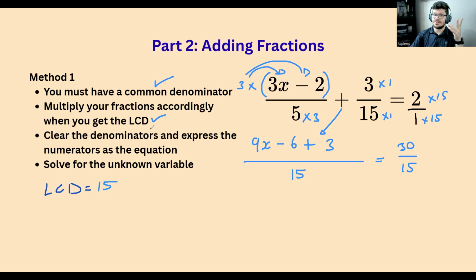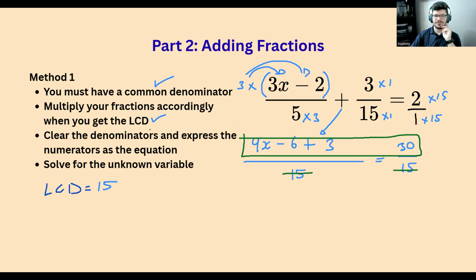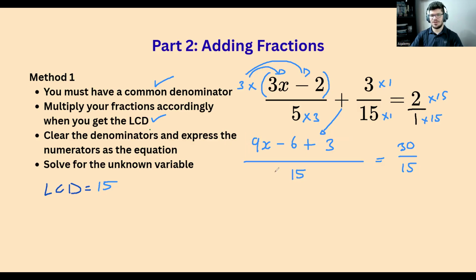And now in this situation, we have the common denominator, 15. We have multiplied accordingly. Number 3, in the previous video, we did not have number 3 to clear denominators because we did not have an equal sign. So we have an extra step here. Clear the denominators and express the numerator as the equation. What it means, we will cancel these, and the numerator, which are these values at the top, will be the linear equation. Let's do it mathematically. 9x minus 6 plus 3 is equal to 30. 15, we got rid of it, because the denominators are equal and we have the equal sign as well.